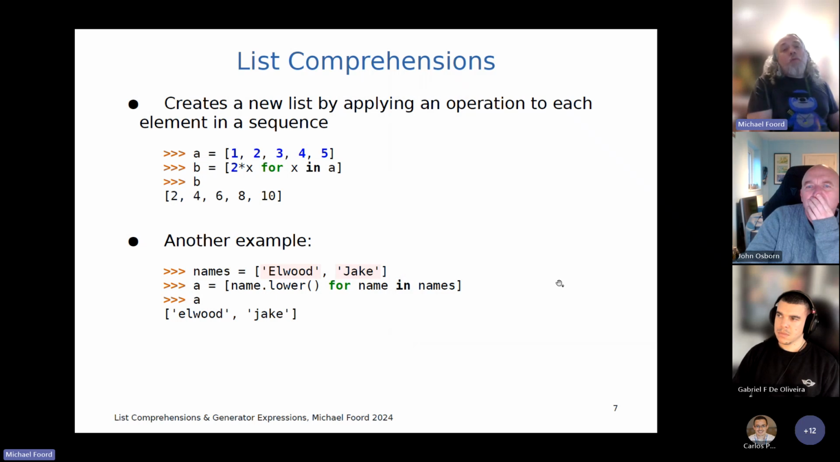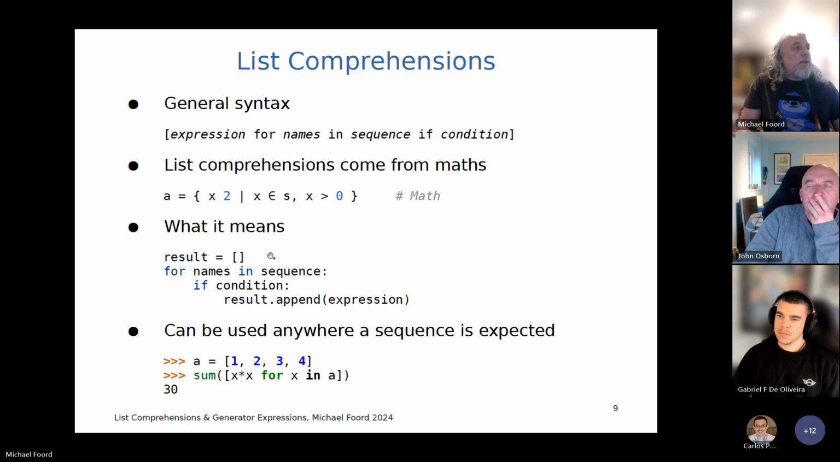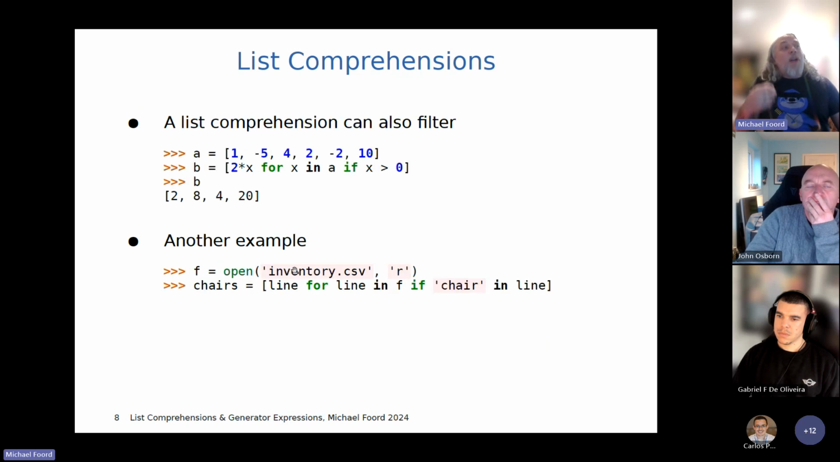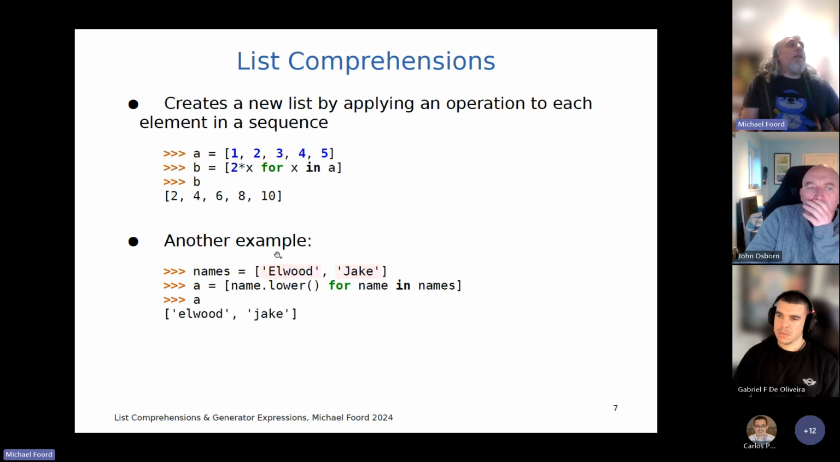So that's the most straightforward, the simplest version of a list comprehension. And if you see them, they're exactly equivalent, there is a very simple Python equivalence. They're easy to read.